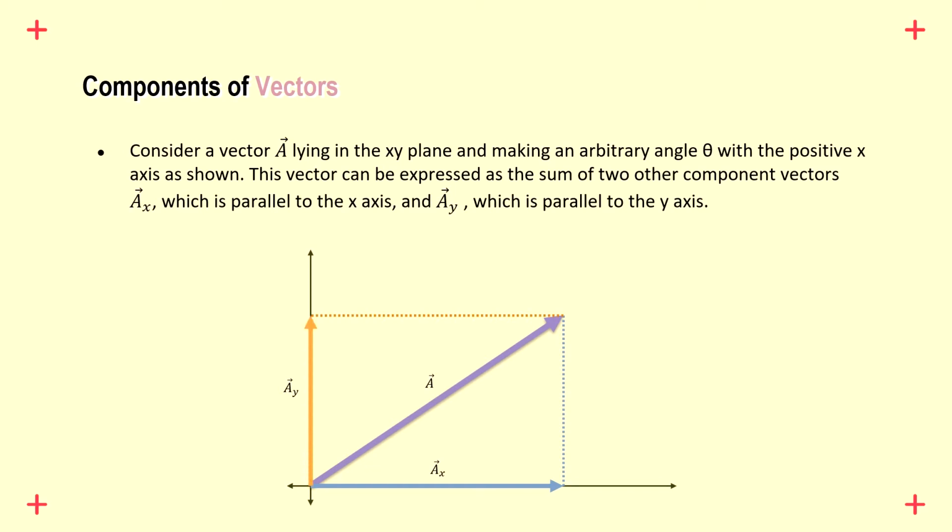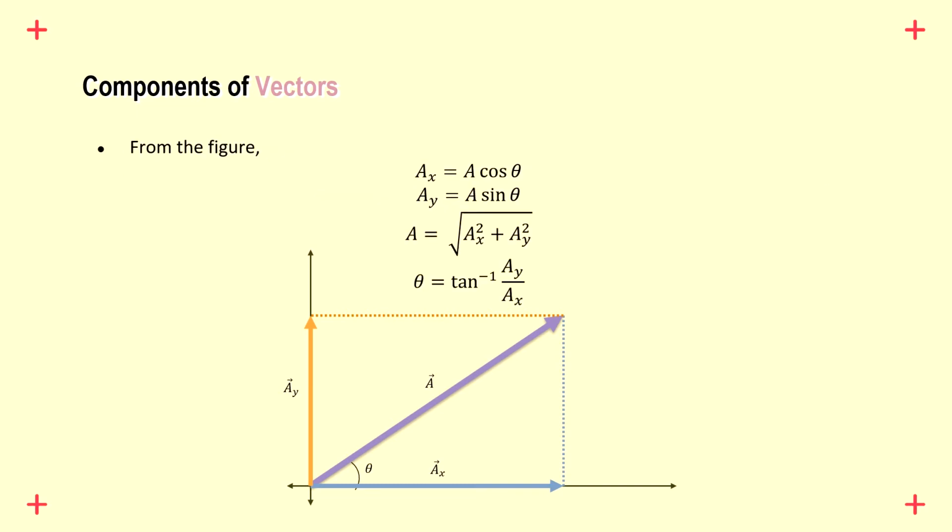In this figure, we can assume that the magnitude ax is a cosine theta, in which a is the magnitude of our vector a, ay is a sine theta, and a is equal to the square root of the sum of the squares of the x and y components of the vector, and theta is the inverse tangent of the quotient ay over ax.